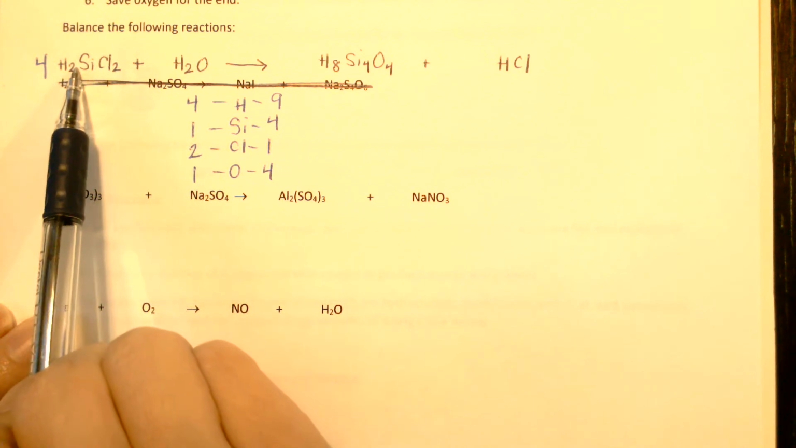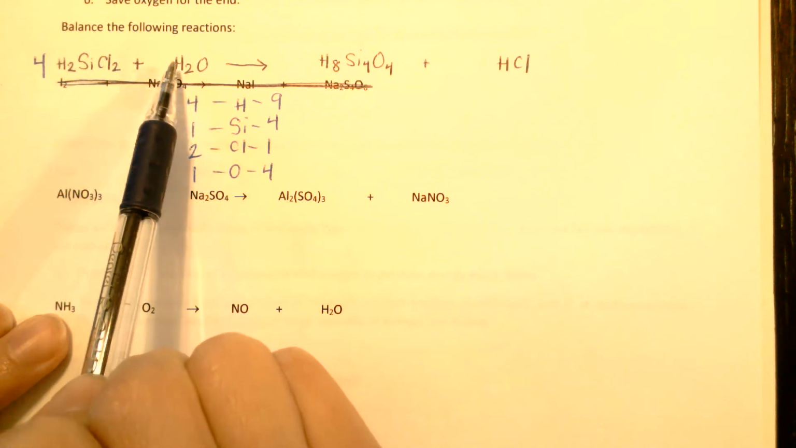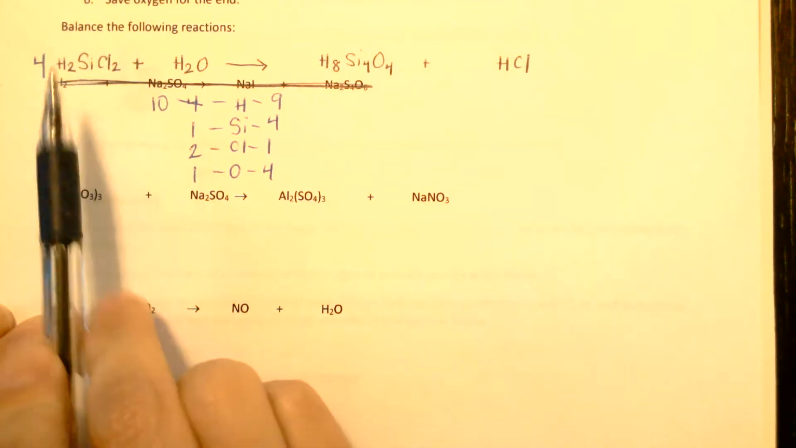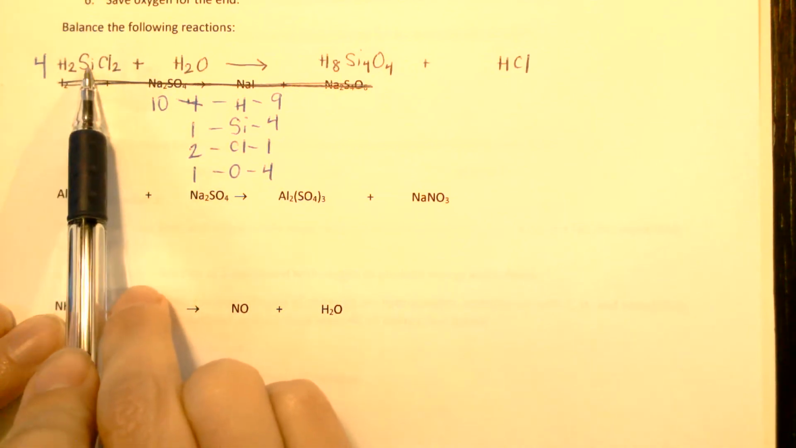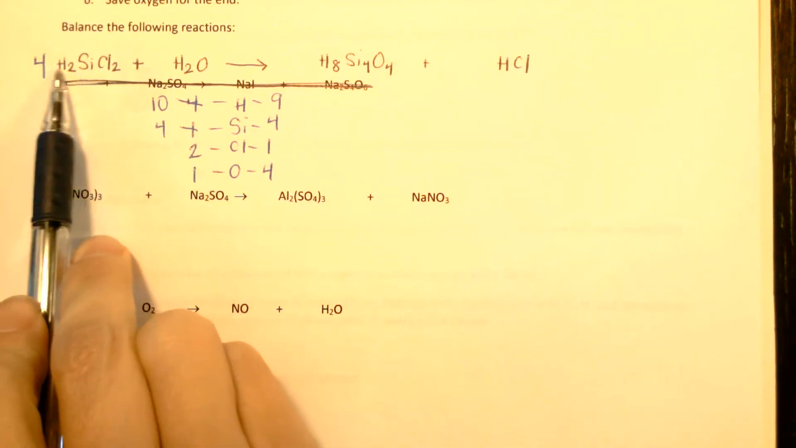So now we have 4 times 2, which gives us 8. And we have the 2 here, 9 and 10. So now we have 10. For our Si, just the 1 here, so 4 times 1. Now we have 4. And now we have 4 times 2, which gives us 8 fluorines.